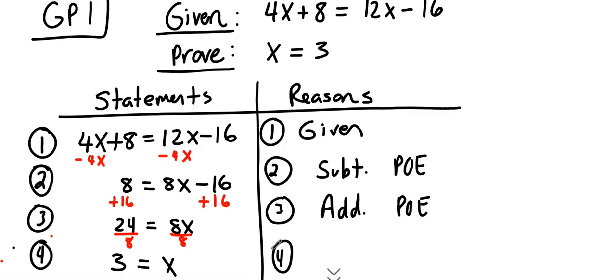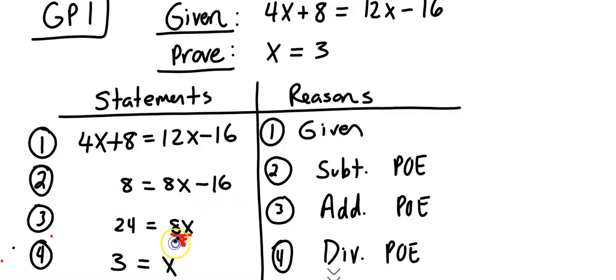Malia, what reason do you think we'll put there for that? Yeah, that's the division property of equality. Okay, if you guys were to see this proof actually written out, they wouldn't have the red stuff there. This is what it would look like. The red stuff is just you showing your work as you go. In geometry, though, there's no work to show. We just have statements, and then our work is the reasons we're giving. But there is work to show in algebra, so you can.